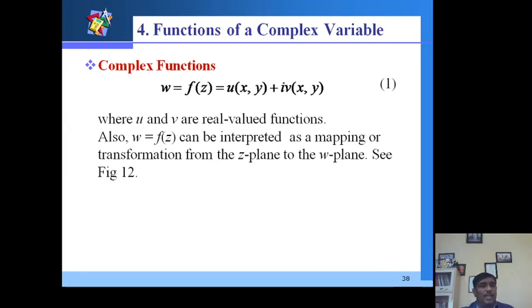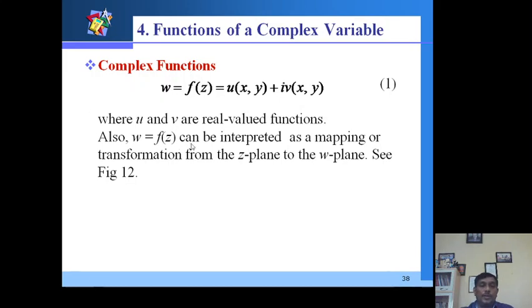First, let us define a complex function. Let w is equal to f of z, and it can be expressed in terms of u of x comma y plus i into v of x comma y, the Cartesian form, where x and y are real and u and v are real valued functions. So w can be expressed as u plus iv, where u and v are functions of x and y.